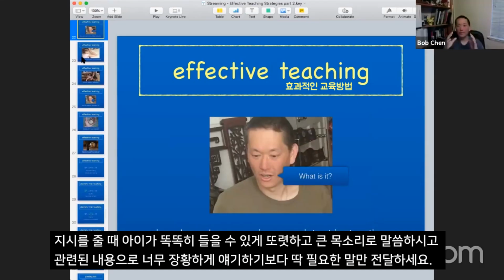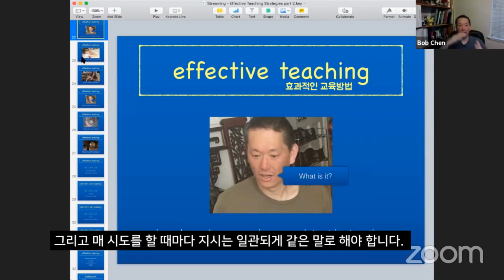When you give your child instructions, make sure the instructions are very clear. They can hear it easily, it's articulated well, okay? And that you don't use a lot of language associated with it. You're only using the language that's necessary for them to perform the task. And each time that you're asking for it, you're going to be very consistent about using that same language.